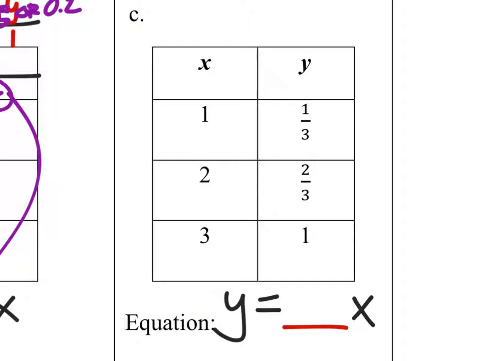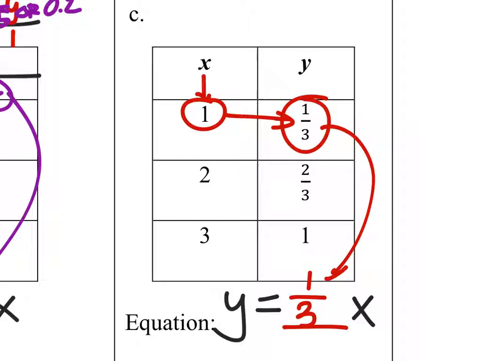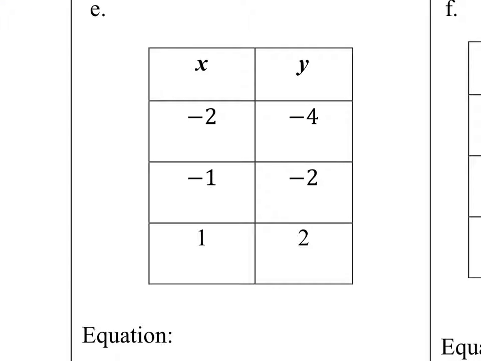So what is the coefficient for the x? 1/3, right? That's very good. How do we know it's 1/3? Because this is where x is 1. Bam, there's the y value as the coefficient. All right, take a moment, 10 seconds. Write the equation for E.